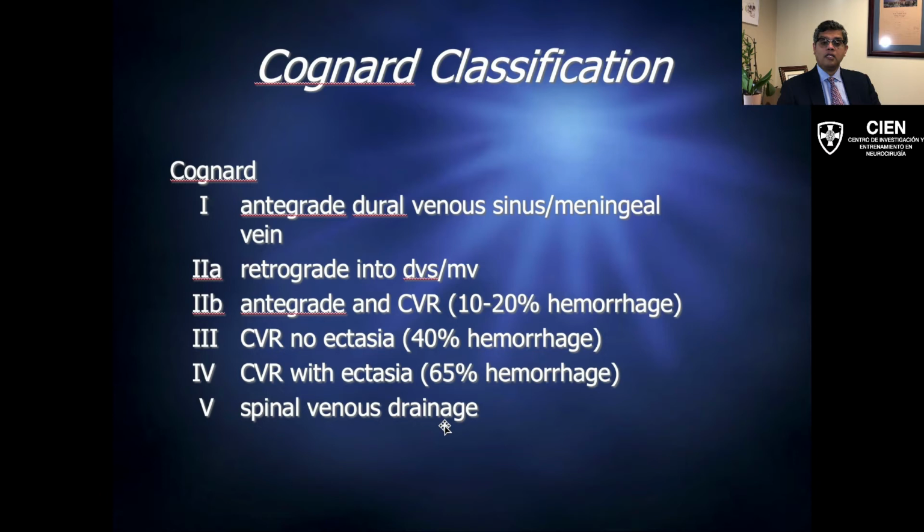Now, this is different from 2A because here the drainage is into the dural venous sinus and the meningeal veins, but not into the cortical veins. And type 5 would be a separate class by itself, which basically has spinal venous drainage.